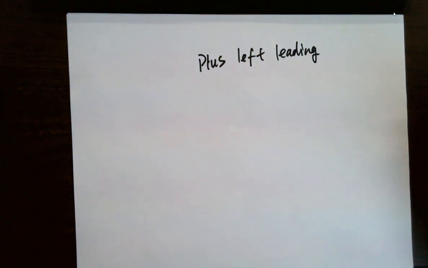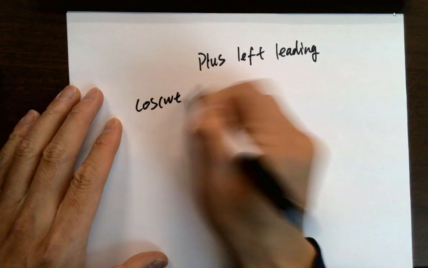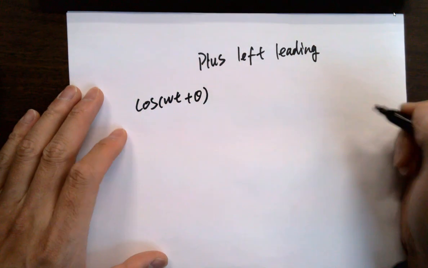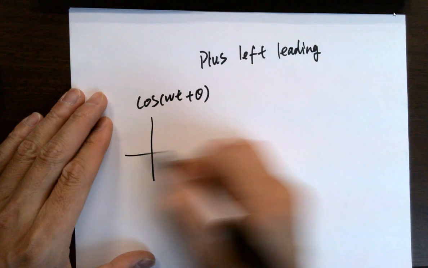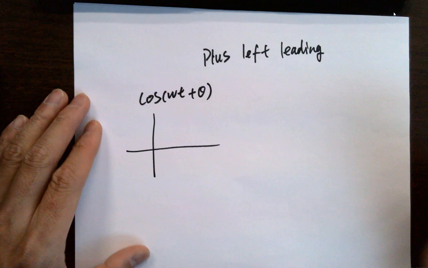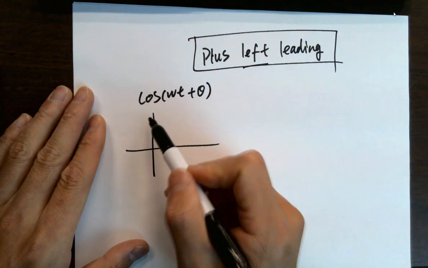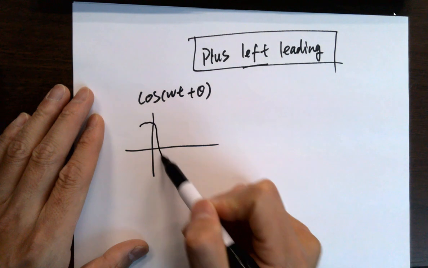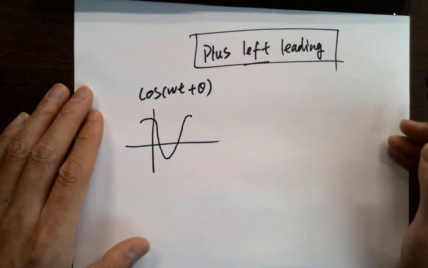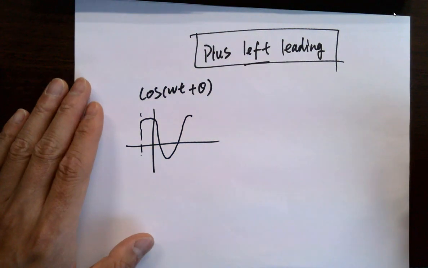Plus, left, leading. How do I understand this? Cosine omega t plus theta, okay? So the time domain signal plus theta. What's happening? It's moving to where? Left. I told you already. Left. So the cosine wave is moving to the left. So it's leading.